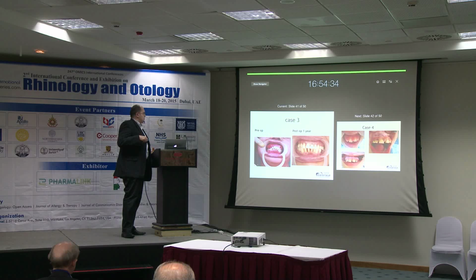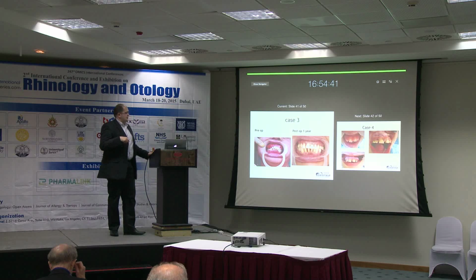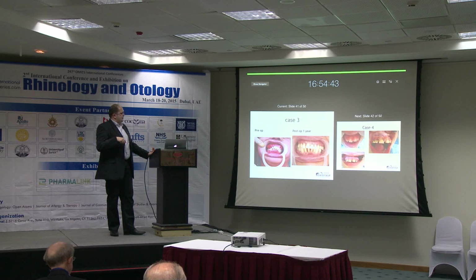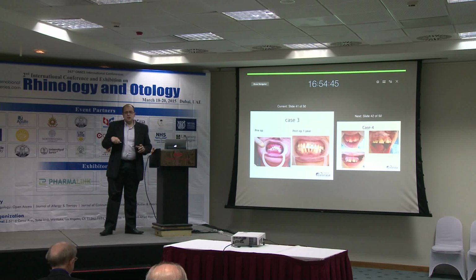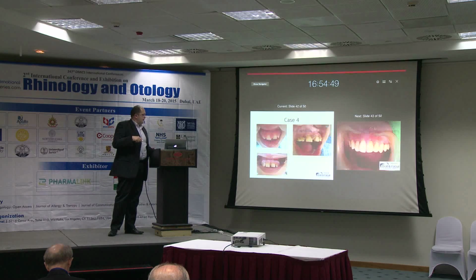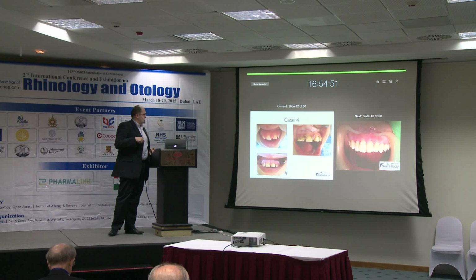Another case of drug-induced enlargement also. We removed it, keeping the teeth okay, and after this we get exposed roots, so we apply fluoride to get less sensitivity. This is my fourth case. How can I remove it while keeping this?